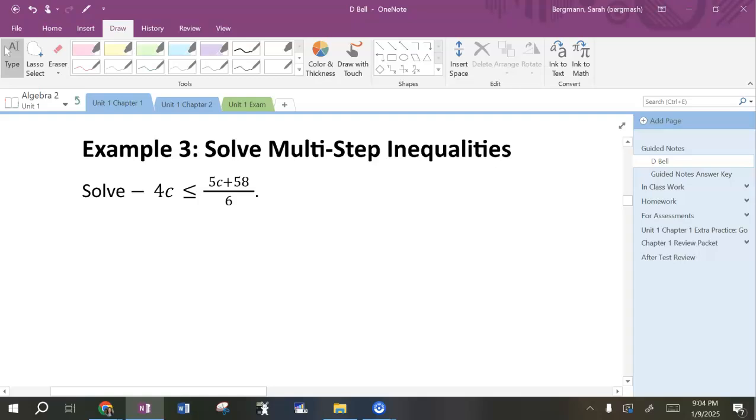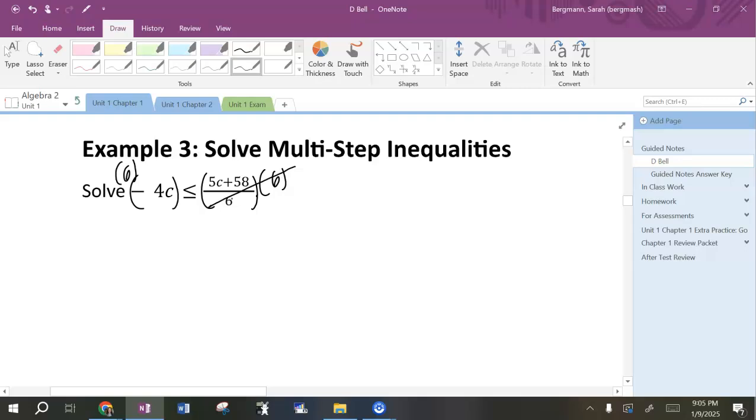So first thing I notice is that there's a variable on both sides, and I also notice that fraction. In order to get rid of that fraction, which hopefully you would want to do first, you're going to multiply by whatever the denominator is. Since it's a 6, let's multiply by 6 on both sides. Because multiplying by 6 and dividing by 6, that cancels out.